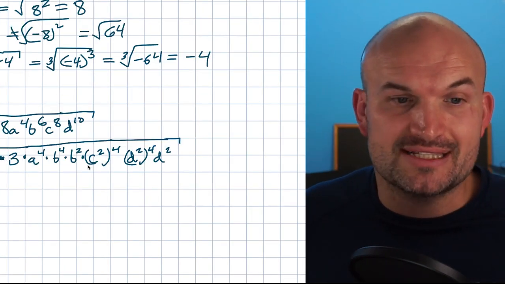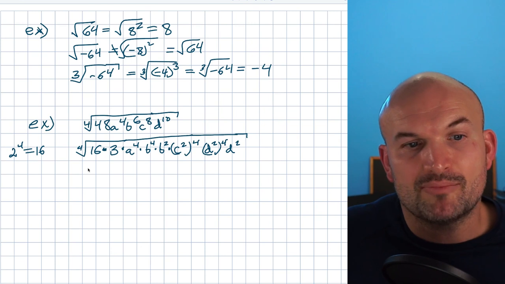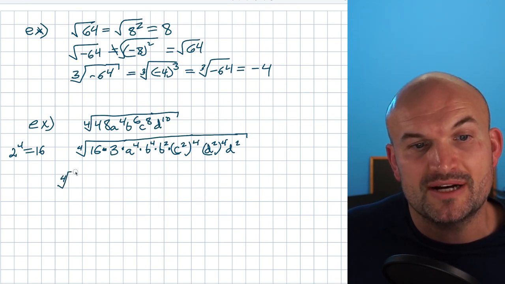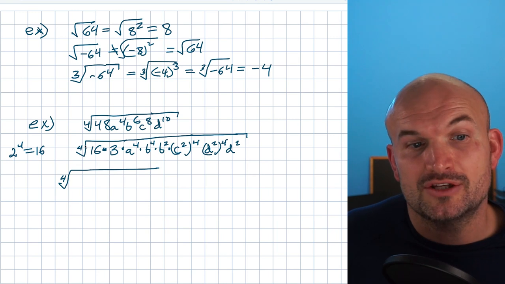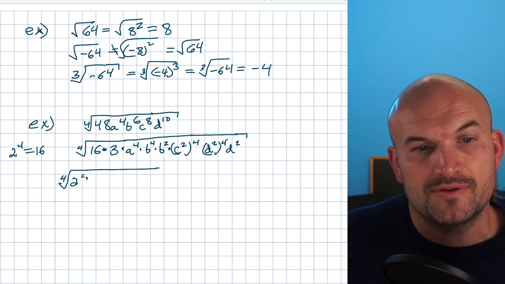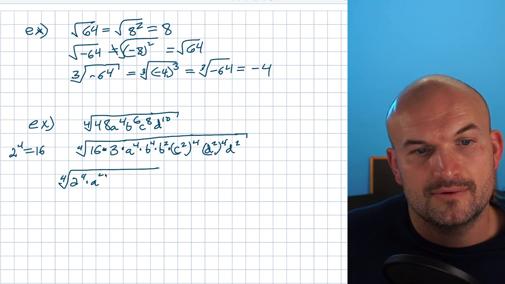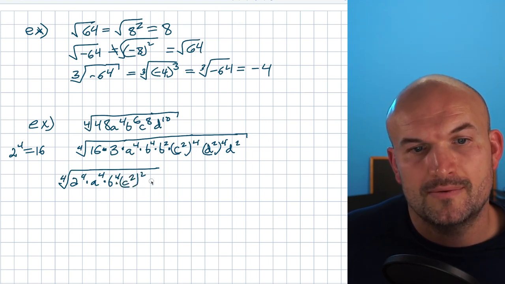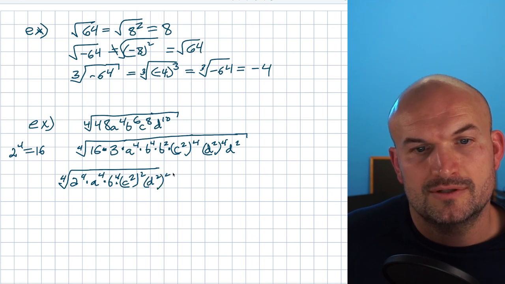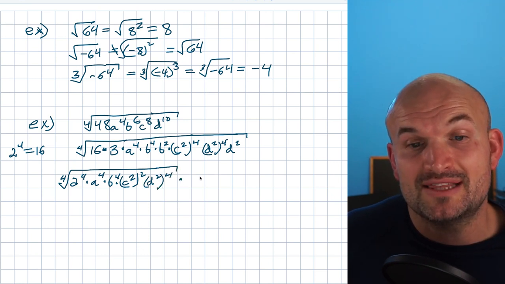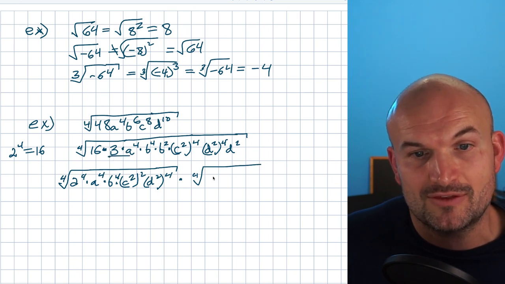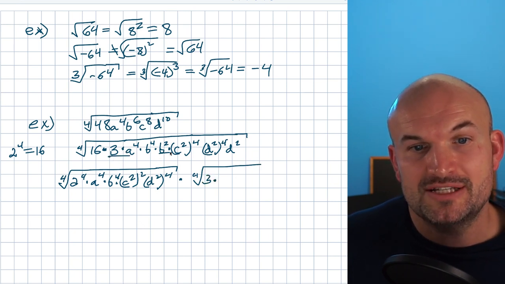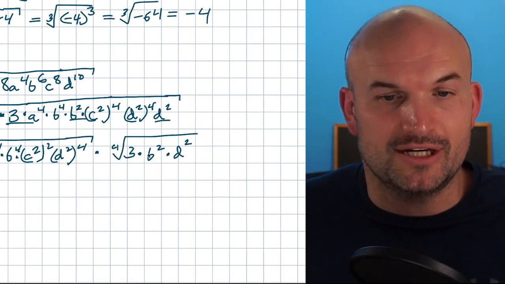Now, the next thing I want to do here is separate using the product rule. I'm just going to break up everything that I can take the fourth root of compared to everything I cannot take the fourth root of. Okay, so I can take the fourth root of 16, which is going to be a 2 to the 4th times a to the 4th times b to the 4th times c squared to the 4th times d squared to the 4th. And then I'm going to multiply times everything that I could not take the fourth root of. So that's going to leave me with a 3 times b squared times d squared, right? Because this is basically going to remain unchanged.